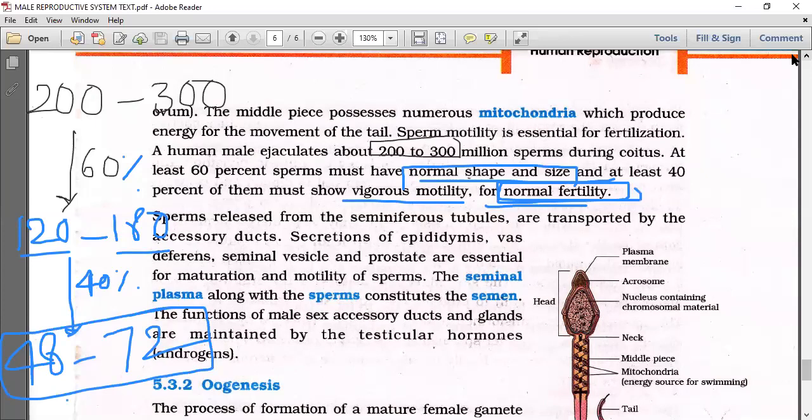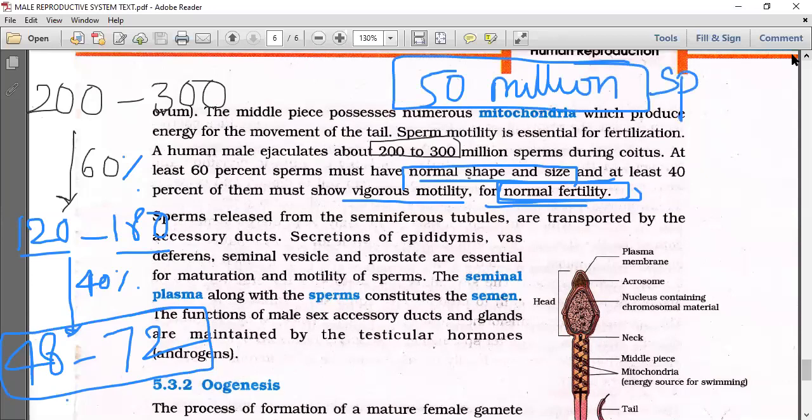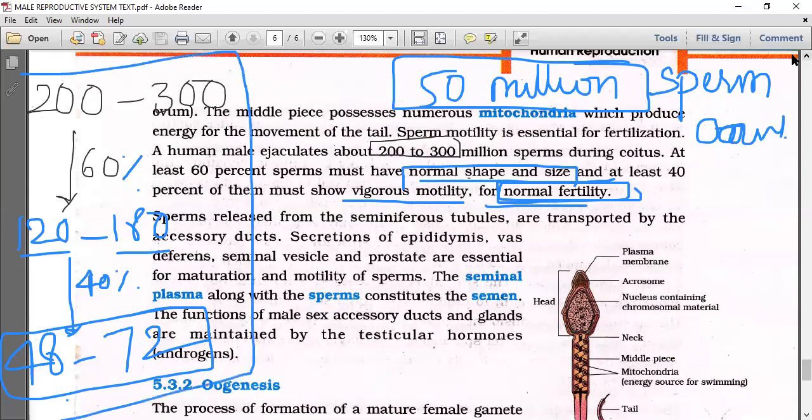You may have heard outside that 50 million sperms are required at minimum for a normal sperm count. We used to say it as sperm count. In one coitus, that sperm count should be a minimum of 50 million. We have just shown it here a little more technically, as 48 to 72. Okay. The calculations are to be remembered.